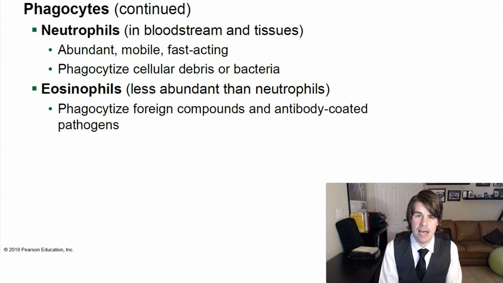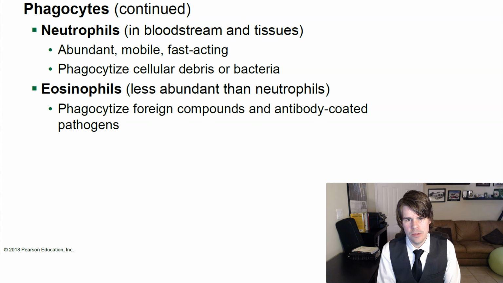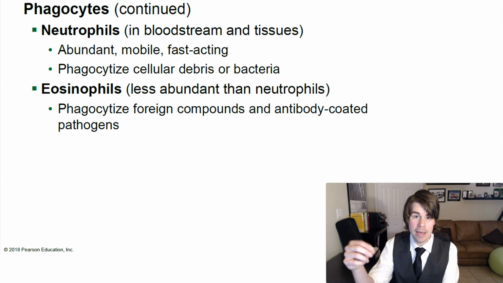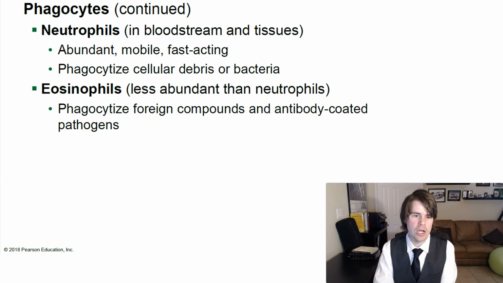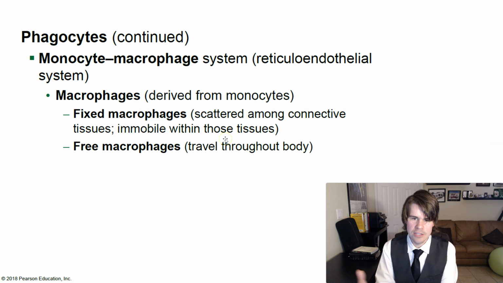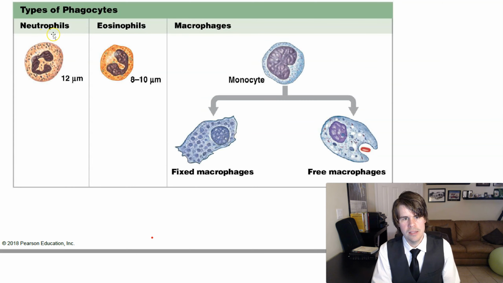They're very fast acting and mobile, and they clean up cellular debris or bacteria. Eosinophils, which are less abundant than neutrophils, phagocytize foreign compounds and antibody-coated pathogens, so pathogens that have been targeted for destruction. Eosinophils take care of that. And then there are macrophages that come from monocytes, which also help to clean up the system. Here's a picture of the different types of phagocytes, kind of what they look like.